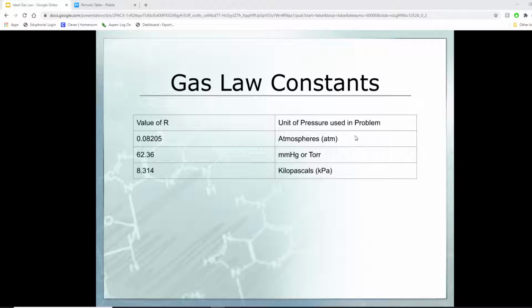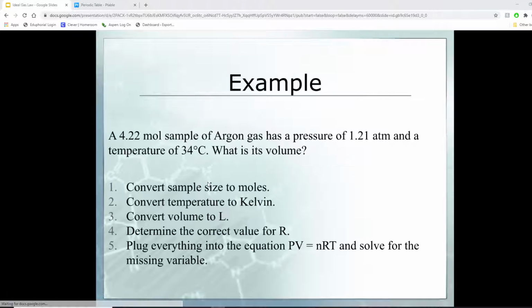So if atmospheres is the unit of pressure we're using, the value we'll plug in will be 0.08205. If our pressure is in millimeters mercury or torr, we'll plug in 62.36 for R. And if we have kilopascals as our unit of pressure, we're going to plug in 8.314. Okay, so let's see how these problems actually look.